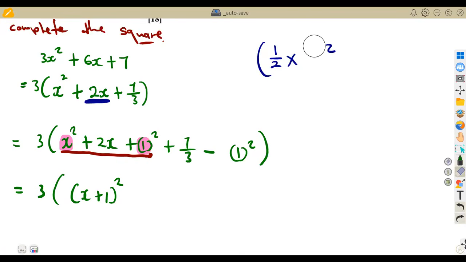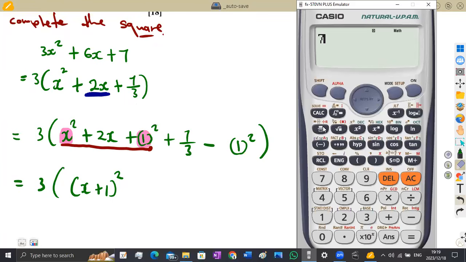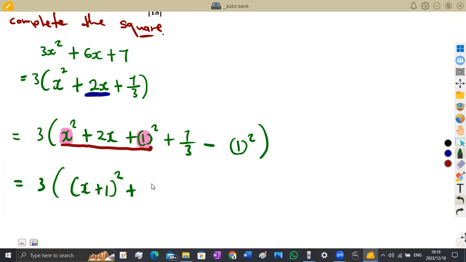All right. So there, we're just going to need our calculator for the simplification. 7 over 3 minus 1 squared. This is 7 over 3 minus 1. Okay, let us see, 7 over 3 minus 1. Let us subtract a 1. This will be 4 over 3. That's a positive. So it's going to be positive 4 over 3, like this.